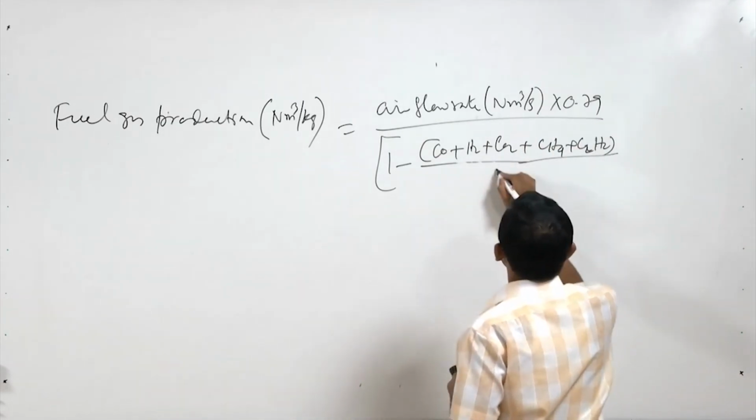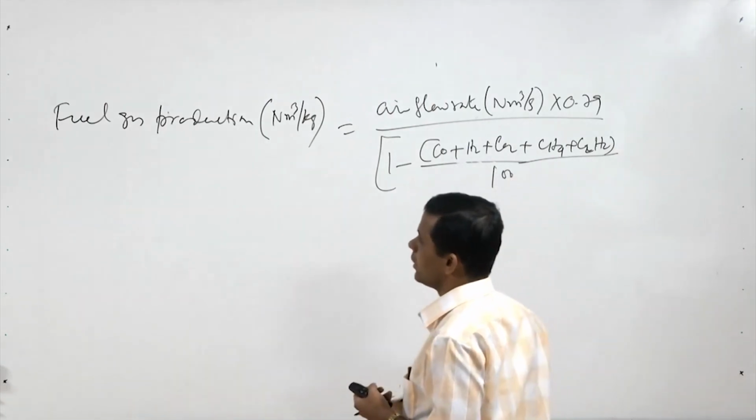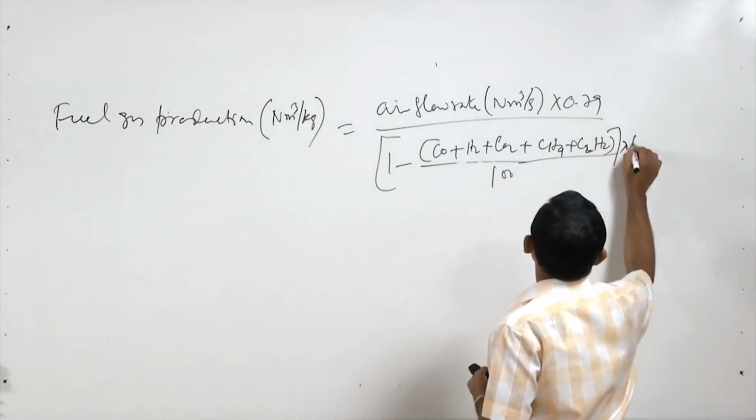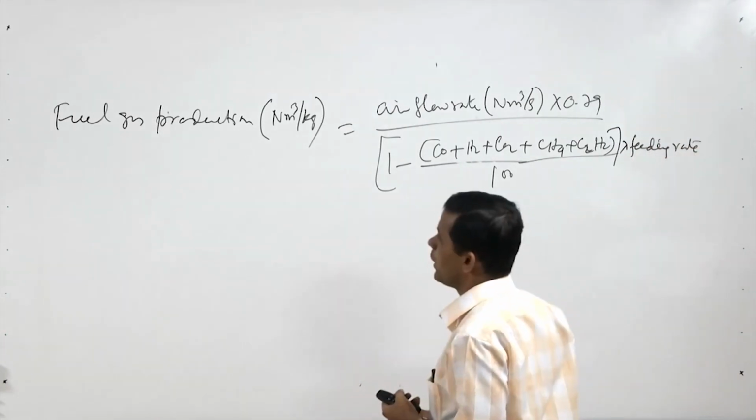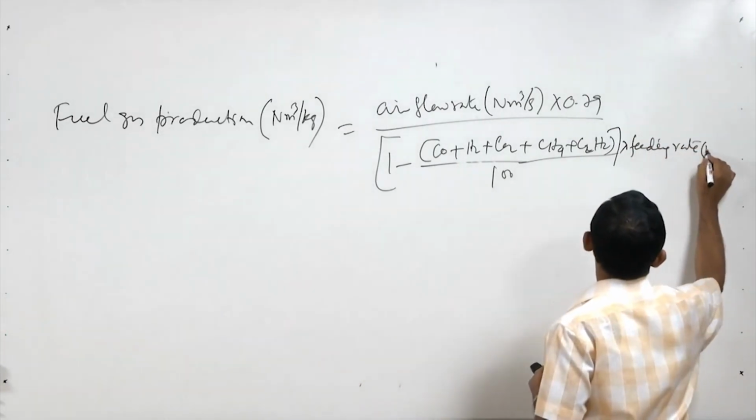This is the composition of the product gas. This is divided by 100 into the feeding rate in kg per second.